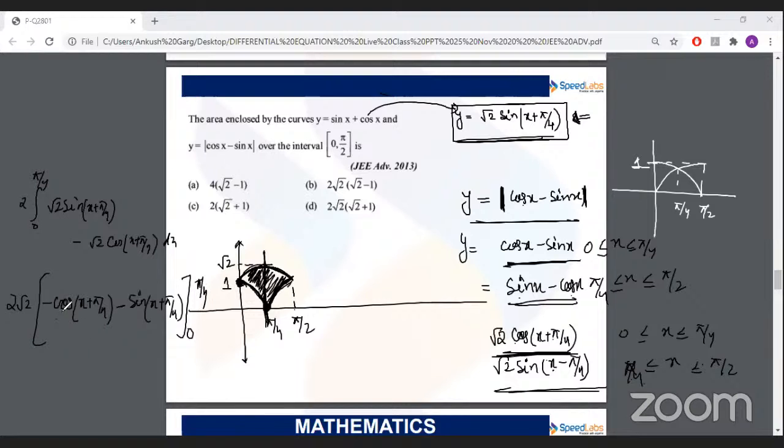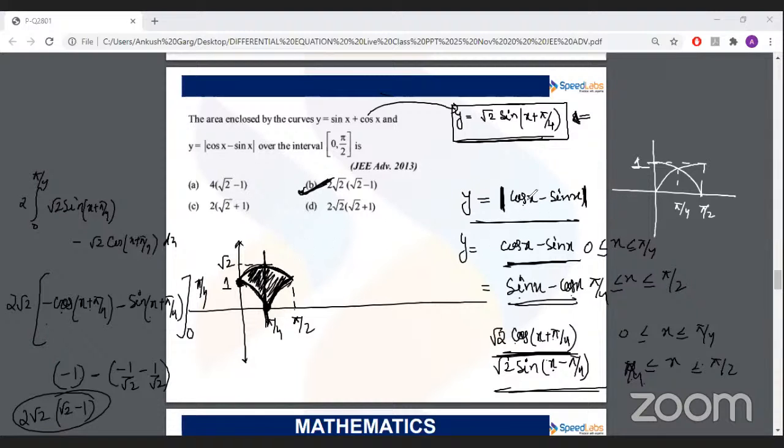Putting pi by 4 over here, cos pi by 2 is 0, sin pi by 2, that will be minus 1, minus putting 0, this will be cos pi by 4, that is minus 1 upon root 2. This will be also minus 1 upon root 2. I hope I'm correct. Yeah. So this will be minus root 2, 2 upon root 2, that will be minus root 2 minus minus plus. So this is coming out to be 2 root 2 into root 2 minus 1. That is option number B. Okay. So the correct answer is option number B over here.